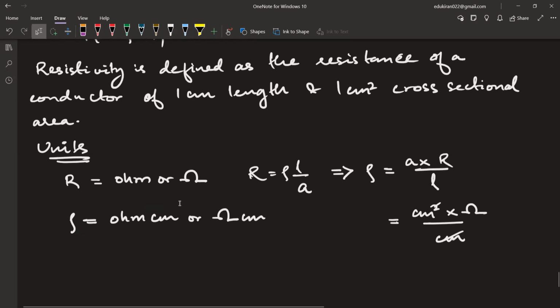But the SI unit will be in meters. So in SI, always remember, it will be ohm meter. But in chemistry we generally use centimeter because 1 centimeter cube is equal to 1 ml, and 1000 centimeter cube is 1 liter. Done? Yes or no, please tell me.